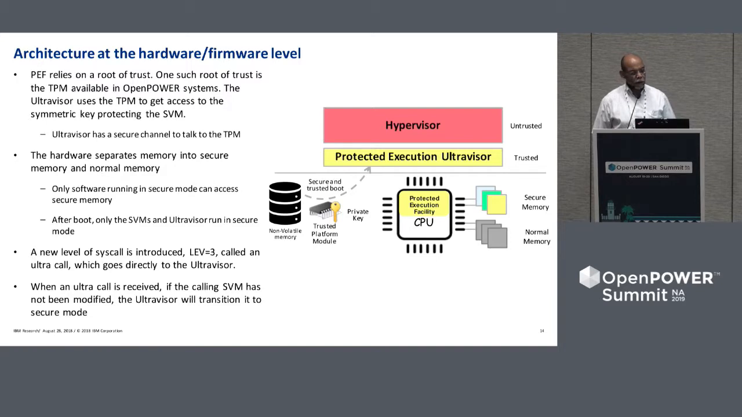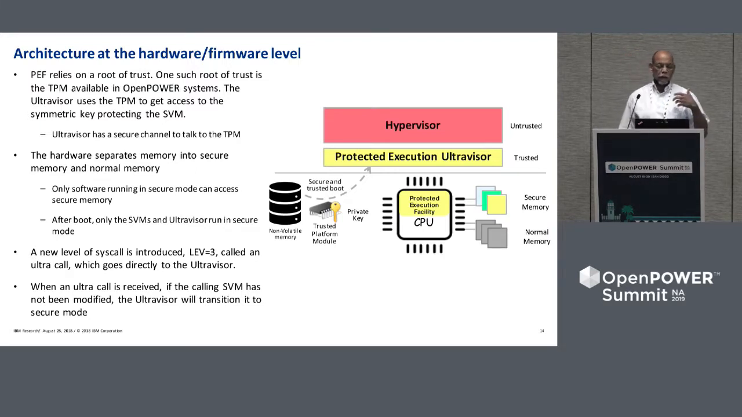So going at a lower level, we rely on a root of trust. One such root of trust is a TPM, which is available in OpenPOWER systems. That's where we lock up the private key. The ultravisor uses the TPM to get access to the symmetric key protecting the SVM.